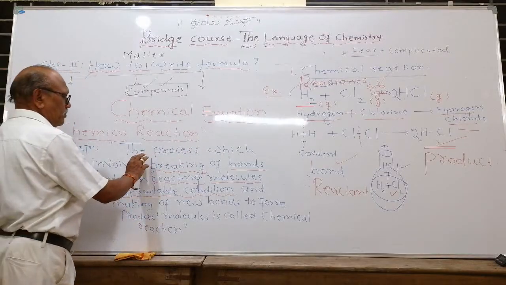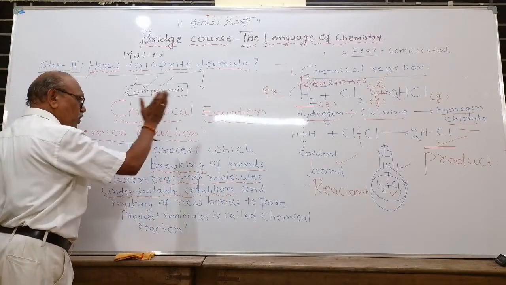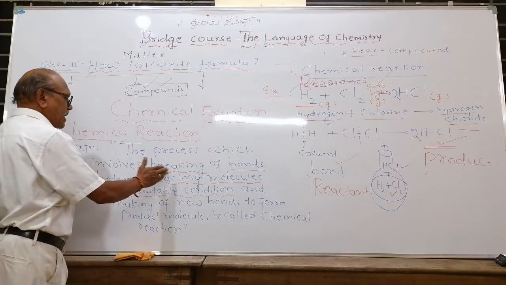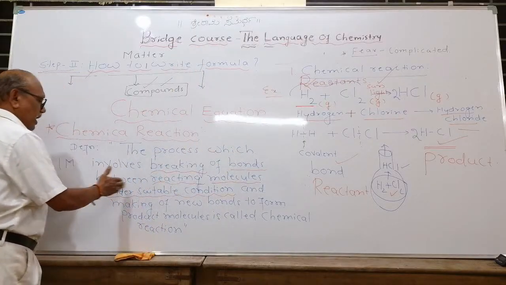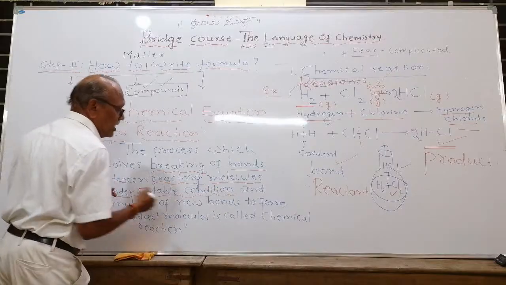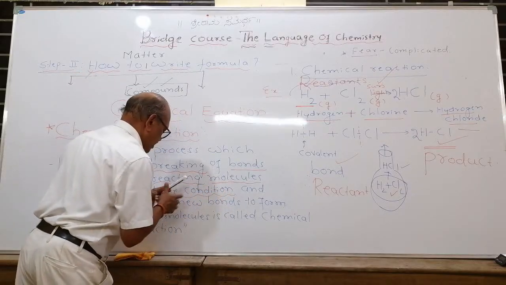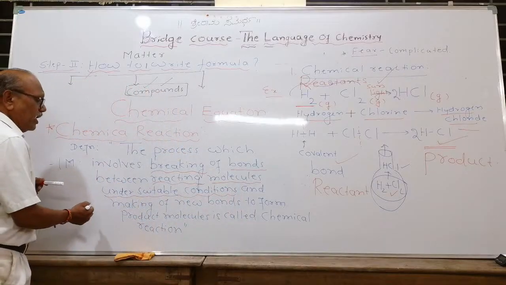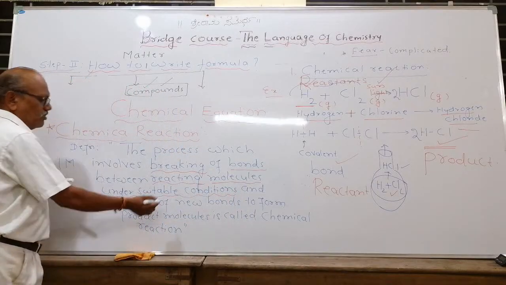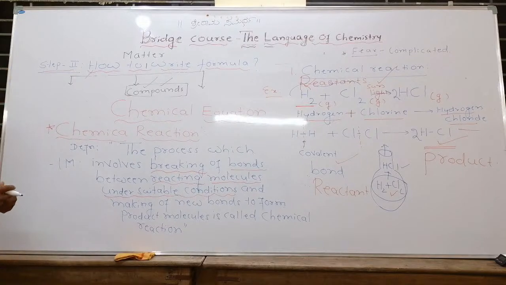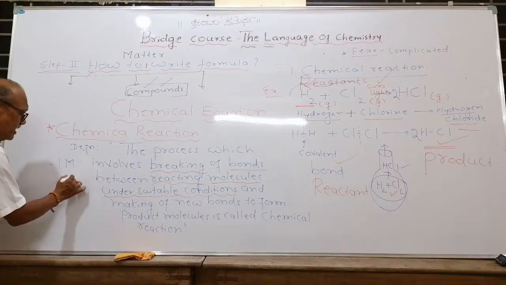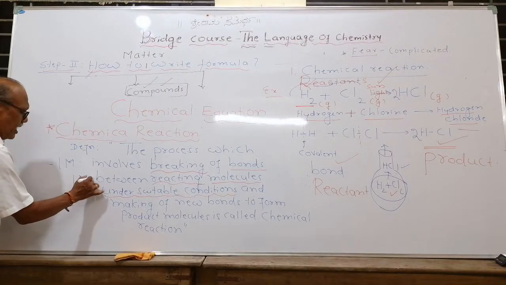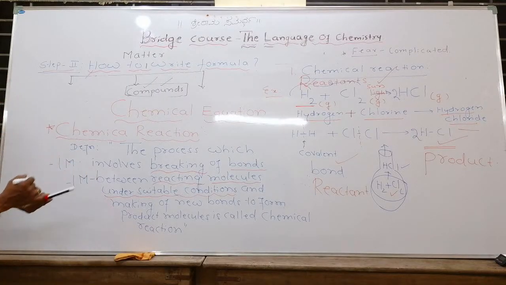Look, breaking of bonds means the bonds break, and making of new bonds, under suitable conditions. You add this: under suitable conditions. This is a very important phrase. And making of new bonds to form product molecules is called a chemical reaction. I think this is the perfect definition. Use it in the exam. The examiner will be very happy because you have given a very perfect definition.